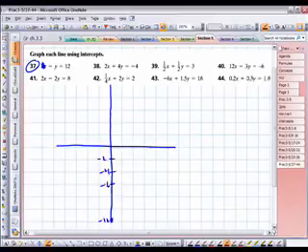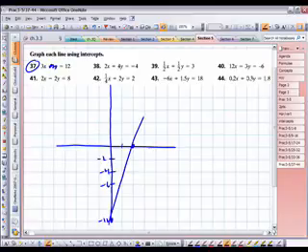And then you go back and you make y equal to 0, and you get 3x equals 12. If you divide both sides by 3, x is 4. So 2, 4, so that's here. And then there's your line.